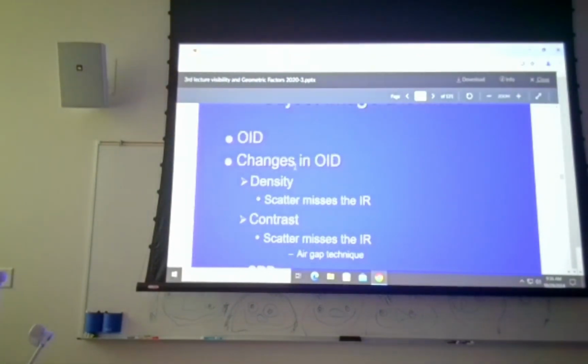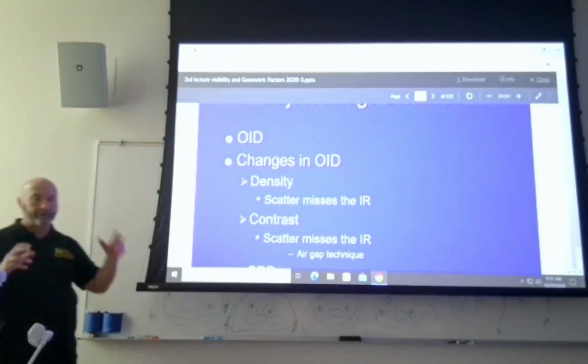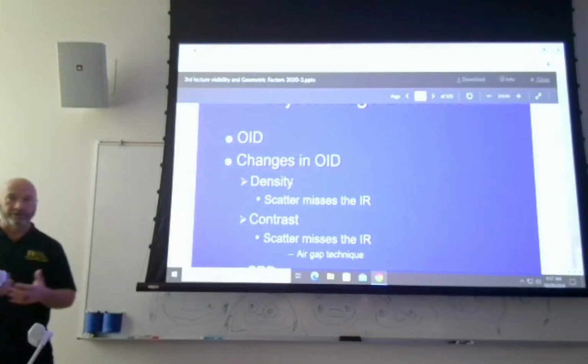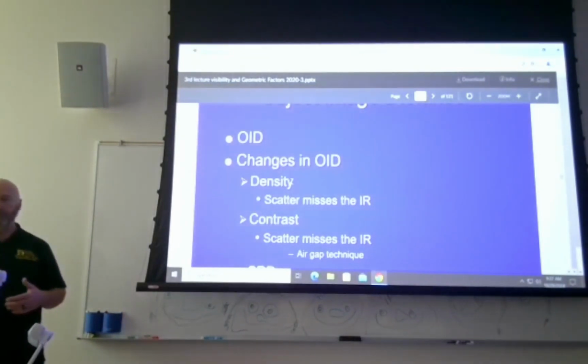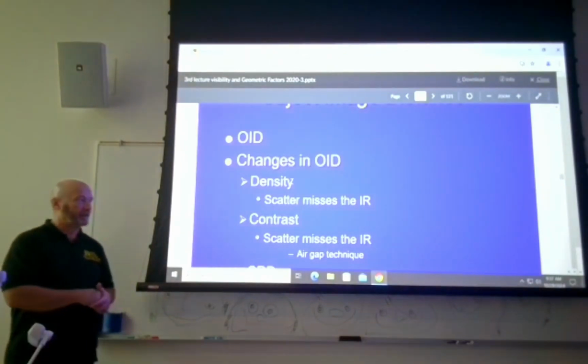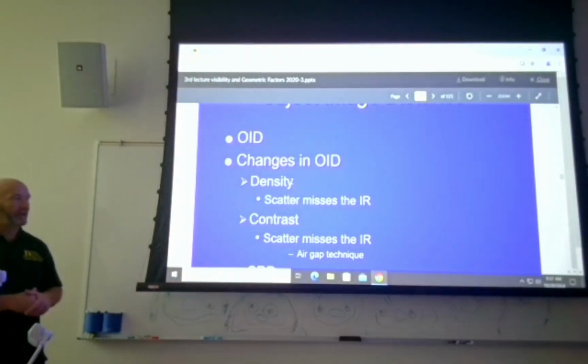All right, so OID, changes in OID. We can potentially have a change in image receptor exposure. Remember, density and image receptor exposure, we're going to use them interchangeably. Image receptor exposure is more specific. Density, I should go back in and edit that out. But image receptor exposure potentially can change with a change in OID.